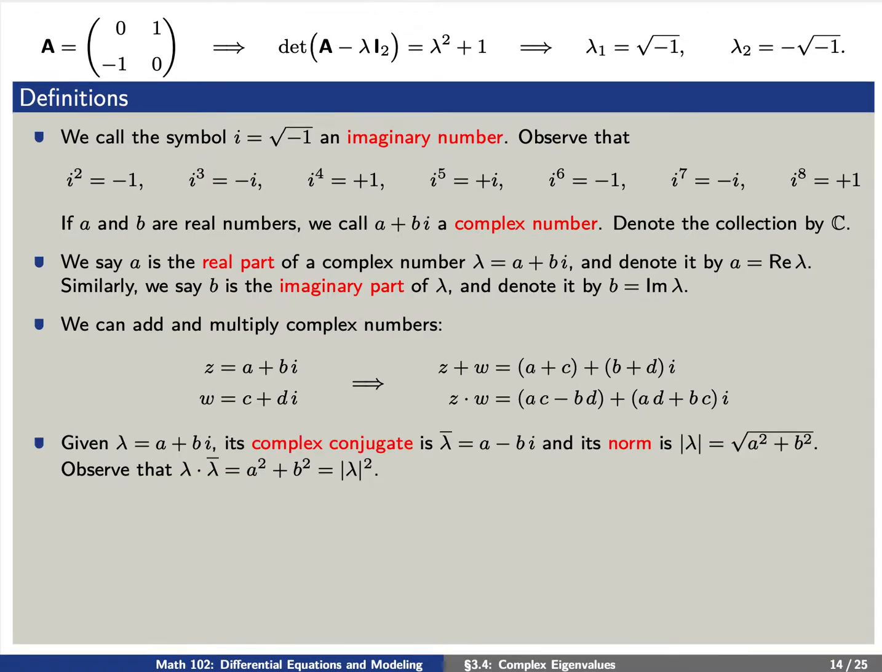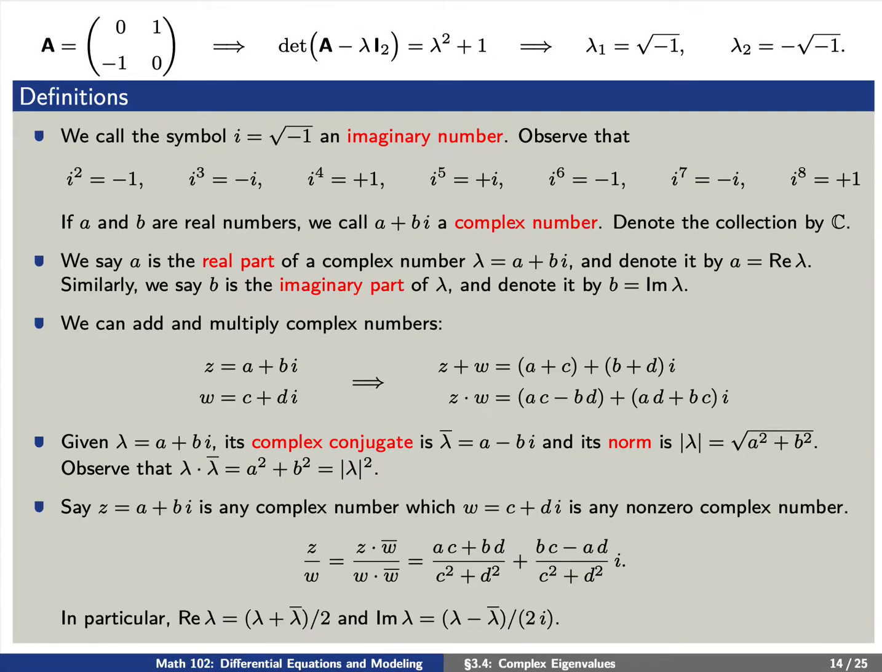Given a complex number lambda, which is a plus bi, its complex conjugate is a minus bi. Its norm, which we'll write here as the absolute value of lambda, is the square root of a squared plus b squared. Observe that lambda times its complex conjugate is equal to a squared plus b squared, which is just the square of the norm.